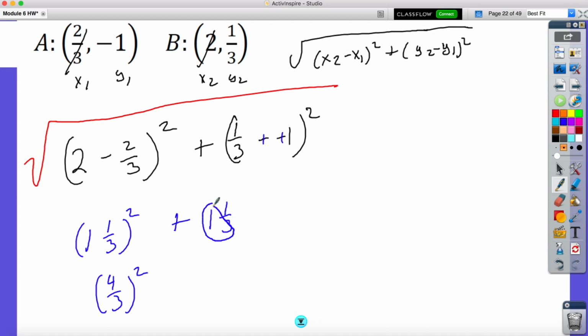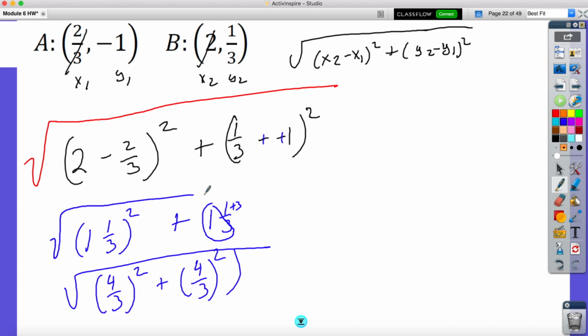And same thing, if I turn that into an improper fraction, 1 times 3 is 3. 3 plus 1 is 4, so I'm going to have 4/3 squared. So I'm going to add these together. Make sure these are all in square roots. So first thing what I'm going to do is distribute this squared to the top and the bottom. So 4 times 4 is 16, 3 times 3 is 9. And we're going to do it to here as well. 4 times 4 is 16, 3 times 3 is 9. So 16 plus 16 is 32. And remember when we add fractions, it just stays as a 9.